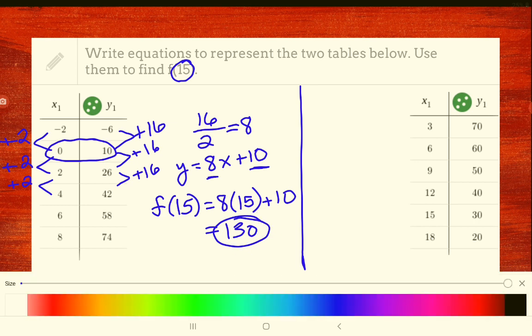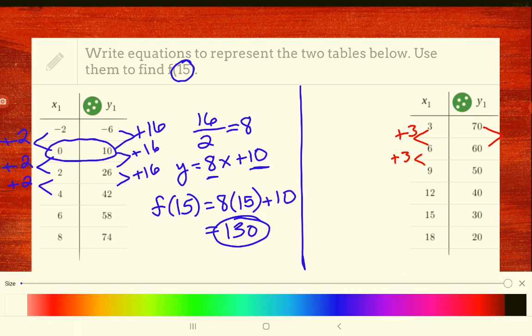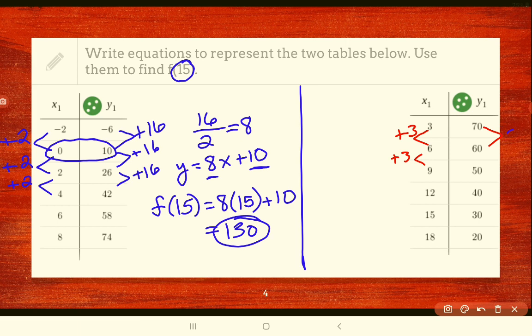Example 2 has the same idea to it. The first thing I do when I collect data is I've got to see if there's a pattern. So on the x side, I'm going up by 3 every time. And pay attention here, on the y side, I'm actually going down this time, so I put a negative. I'm going down by 10. So what's my rise over my run? Well, it's negative 10 over 3. And the pattern part is my slope. It sits there with x in my equation.